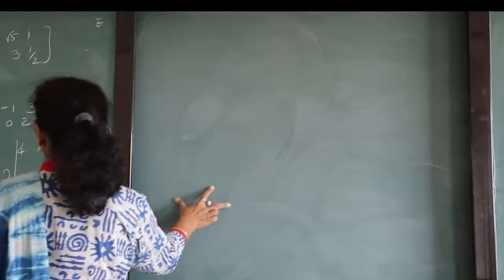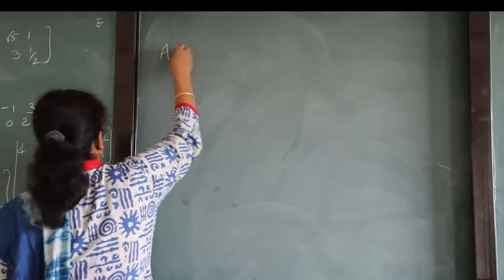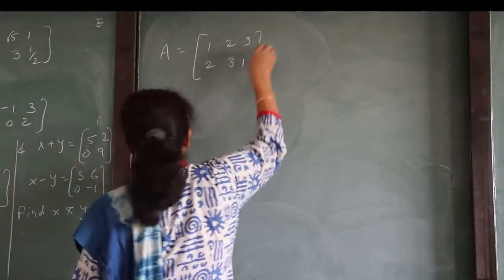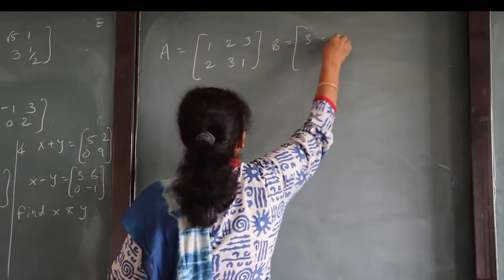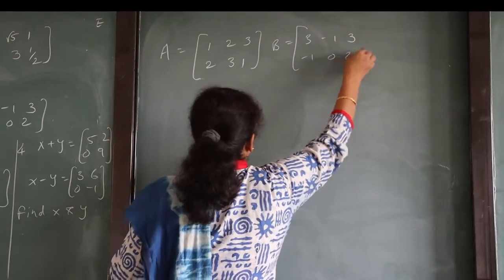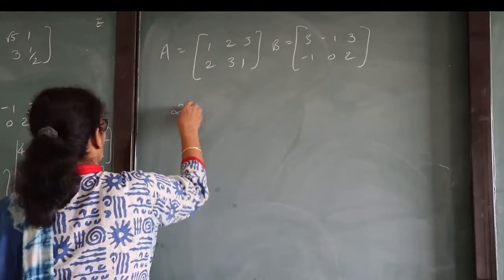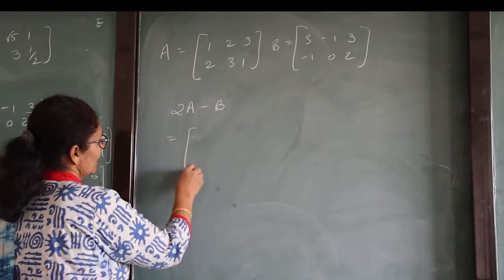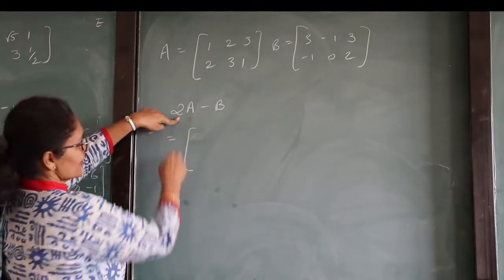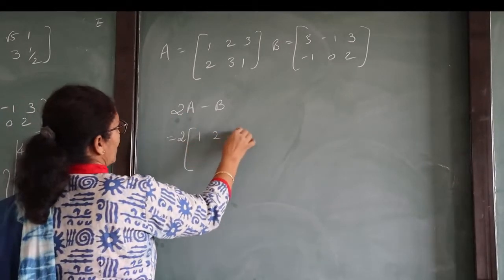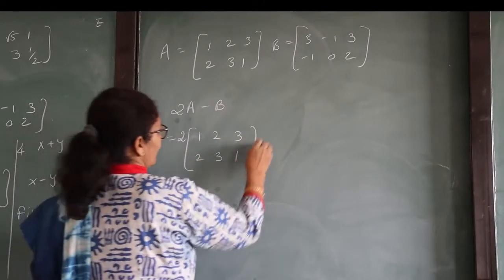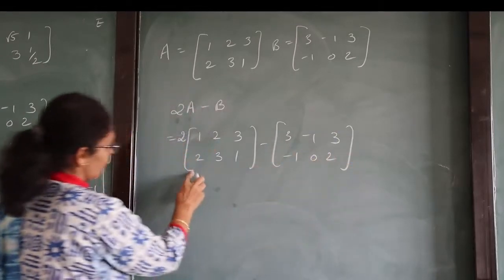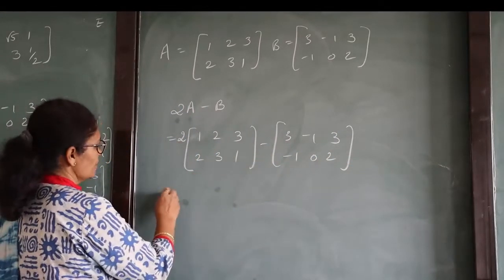Now we will discuss, suppose you are given matrix A as 1, 2, 3, second row 2, 3, 1. Matrix B as 3, minus 1, 3, second row minus 1, 0, 2. And we want to find, for rectangular matrices, 2A minus B. Now 2A means multiplication with a scalar. What is the scalar? 2 is given here. Now we have to keep the matrix as it is. Only first you have to multiply the first matrix with 2 and then perform the subtraction.